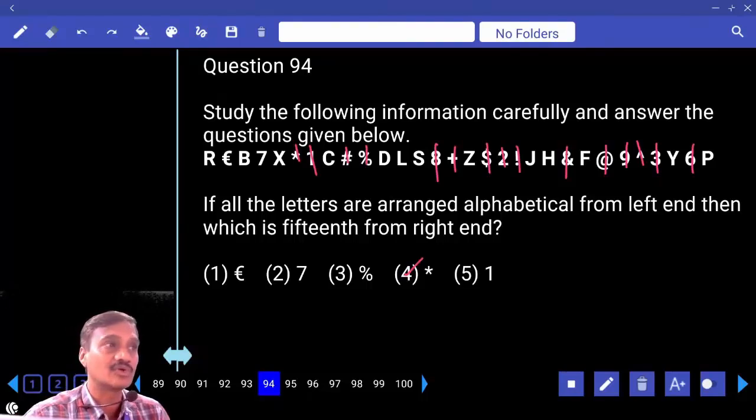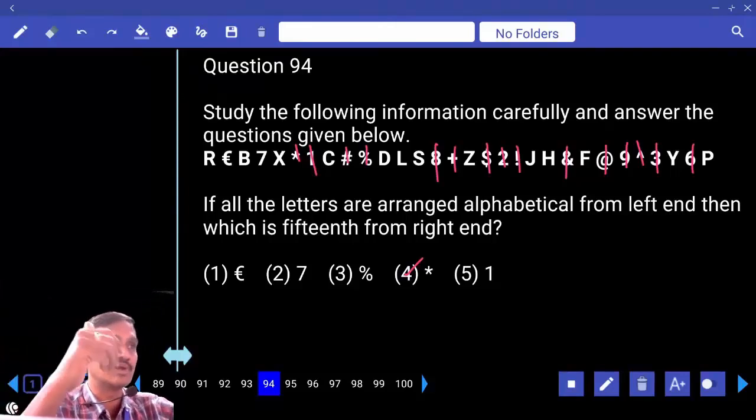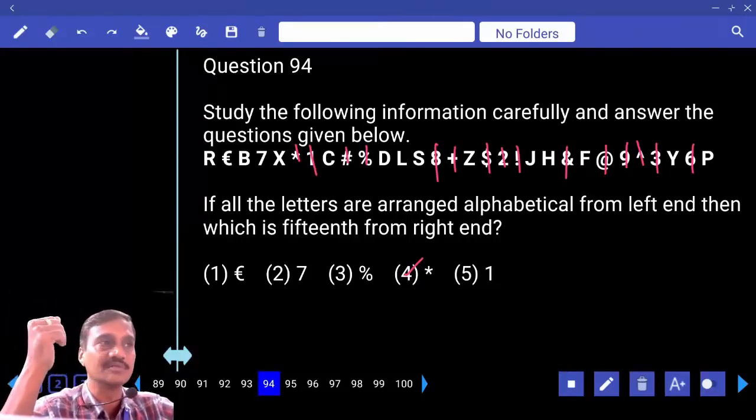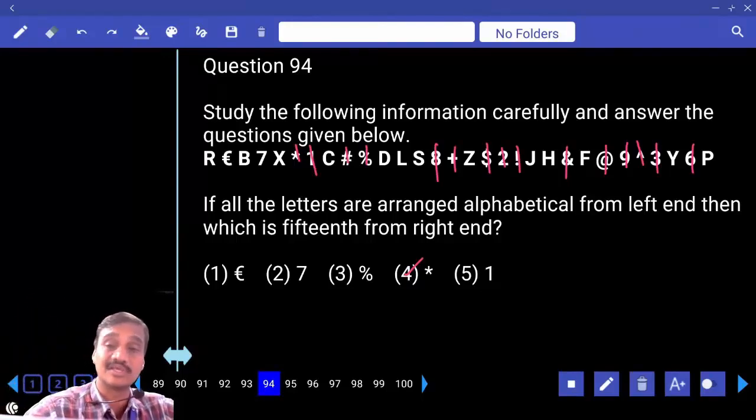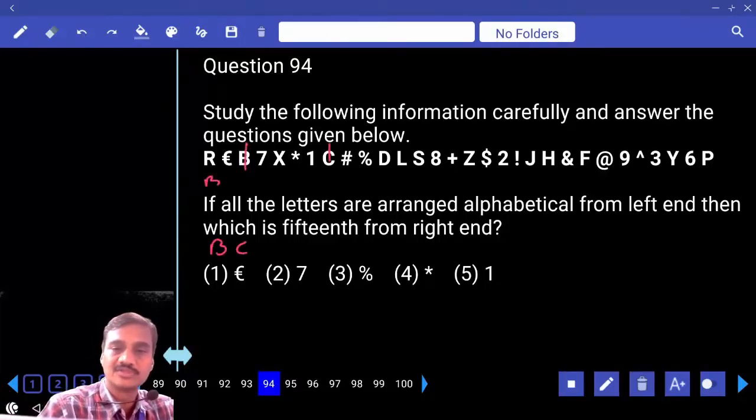Done. Now here a condition is given. If all the letters are arranged in alphabetical order from left to right, how many letters are there here? The number of letters is lesser than this one. Let us take down the elements. How many letters are there? They asked us to arrange all the letters in alphabetical order. Arranging alphabetically, this is B, next one is C, then D.